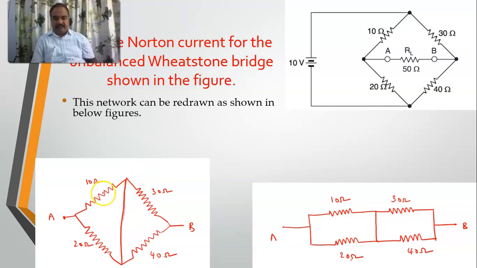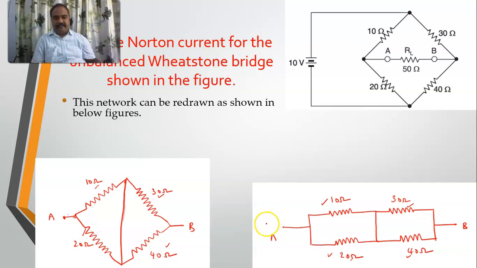Now if you carefully see, as I already told you in the class, the best way is these two resistances. If you carefully see, these are in parallel. It is connected between this point and this point, and this is also connected between this point and this point. So I can see that these two resistances are in parallel. That's why I have mentioned 10 and 20 as in parallel, and 30 and 40 are also in parallel, isn't it? 30 and 40.